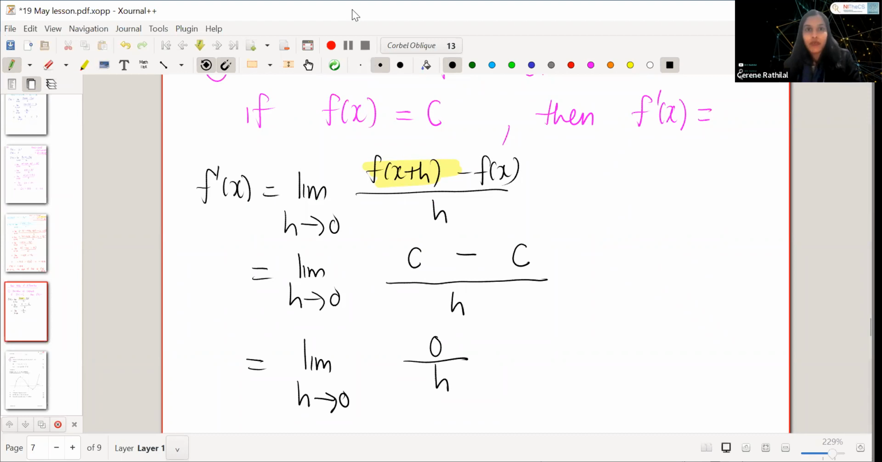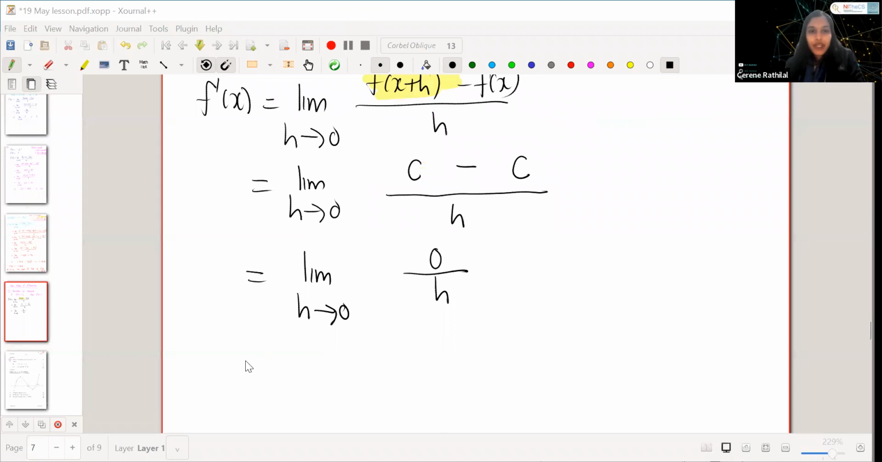Let's look in the chat box. What have you got to say? 0. Wonderful. So we now have that we're calculating the limit as h approaches 0 of 0.